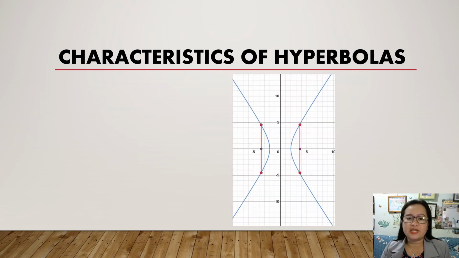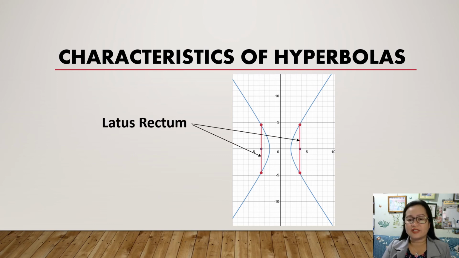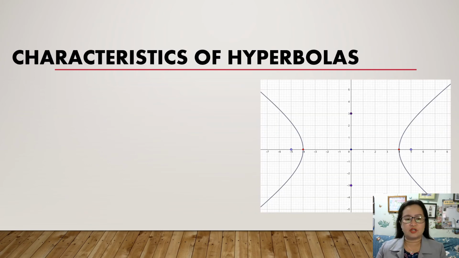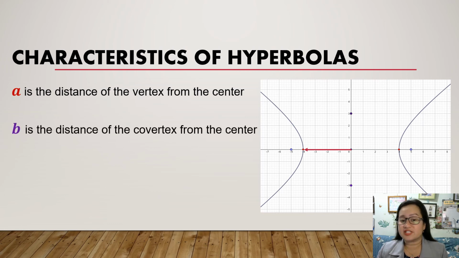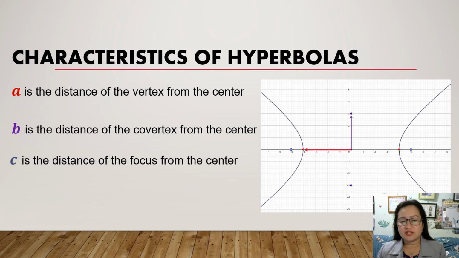Graphically, we can say that a hyperbola is a pair of parabolas. So just like parabolas, a hyperbola also has a pair of latus rectum. Just like ellipses, hyperbolas also have variables. We use a for the distance of the vertex from the center. We use b for the distance of the covertex from the center. And lastly, we use c for the distance of the focus from the center.